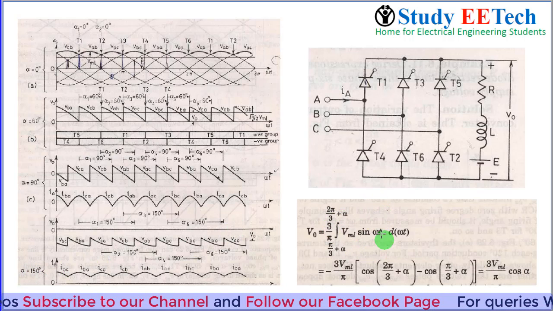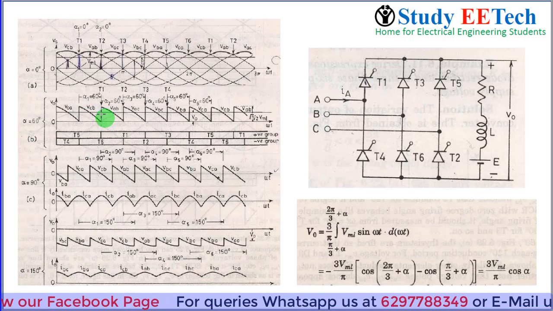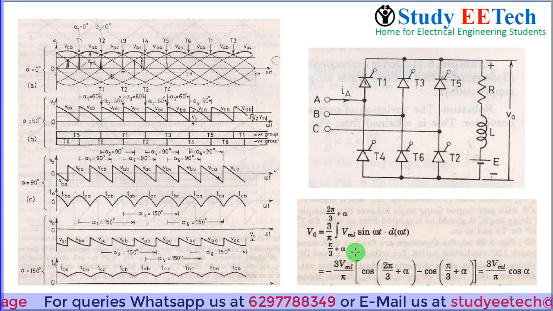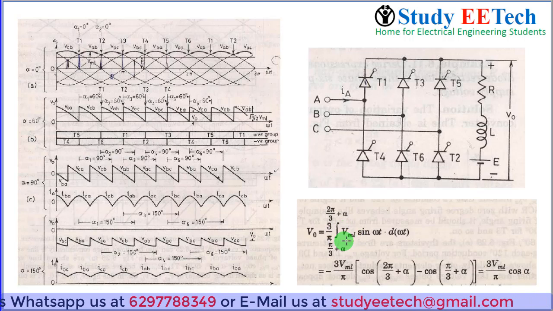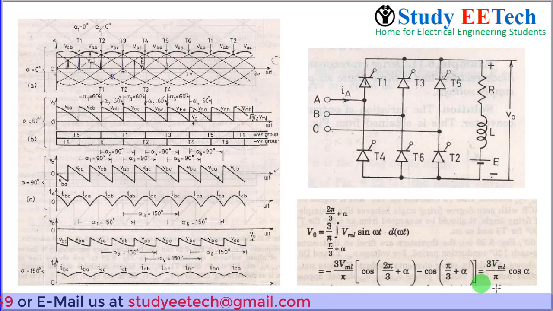And here we are calculating the average voltage. So the average voltage from this point to this point will be one period. So just by calculating the maximum of the line voltage and sin omega t, the line voltage, we will get to this 3 VML by pi cos alpha.